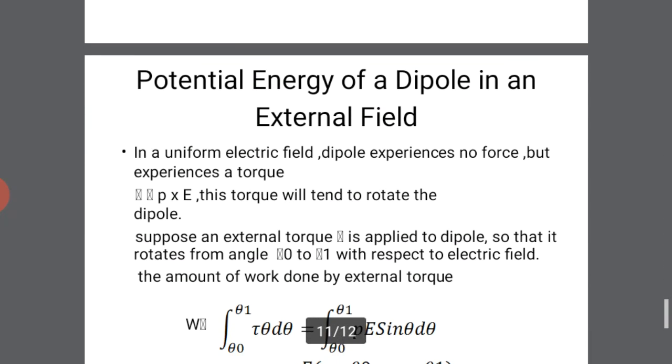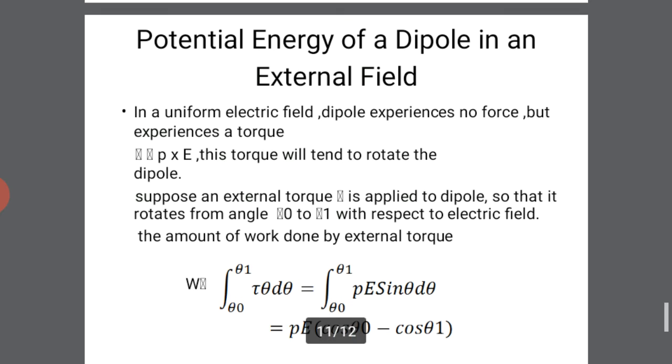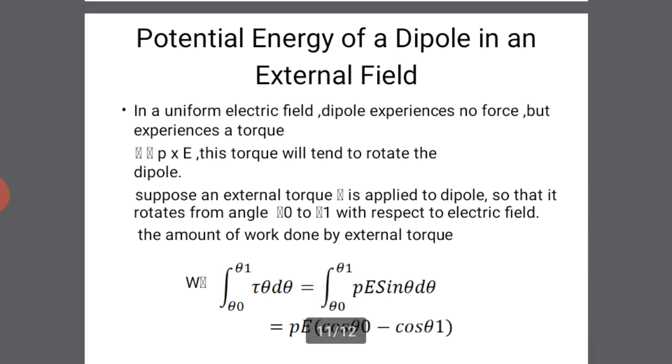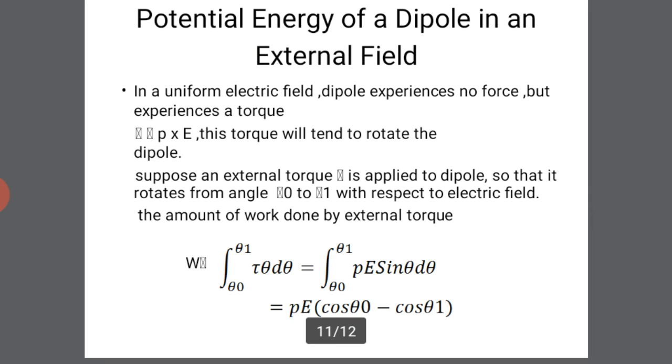Now the next topic is potential energy of a dipole in an external field. In a uniform electric field, a dipole experiences no force, but it experiences a torque. Tau equals P cross E.